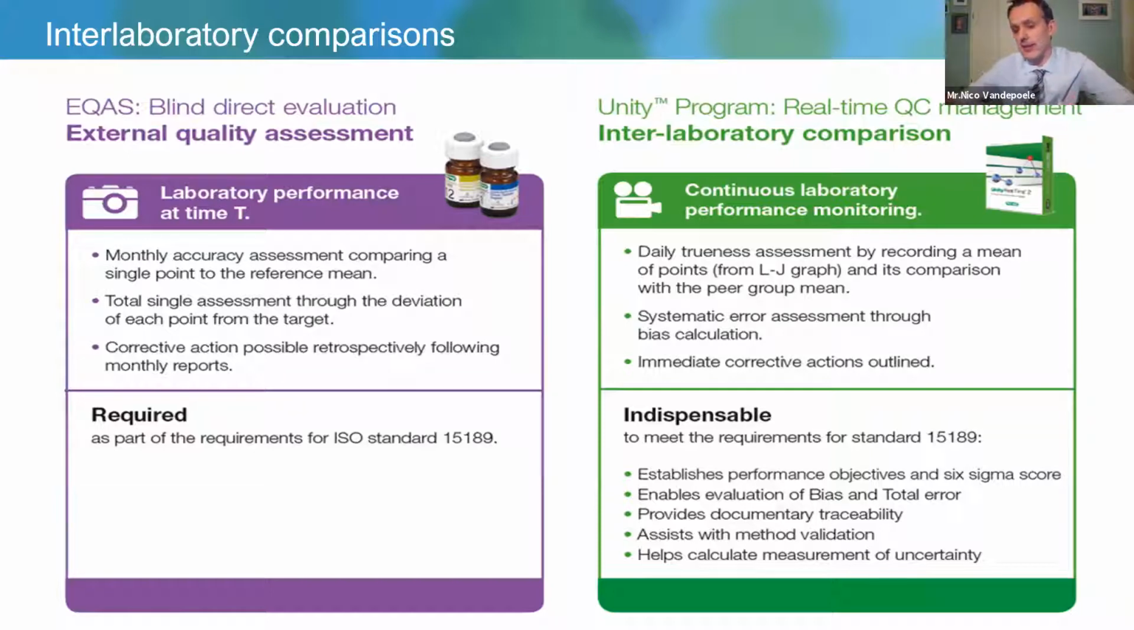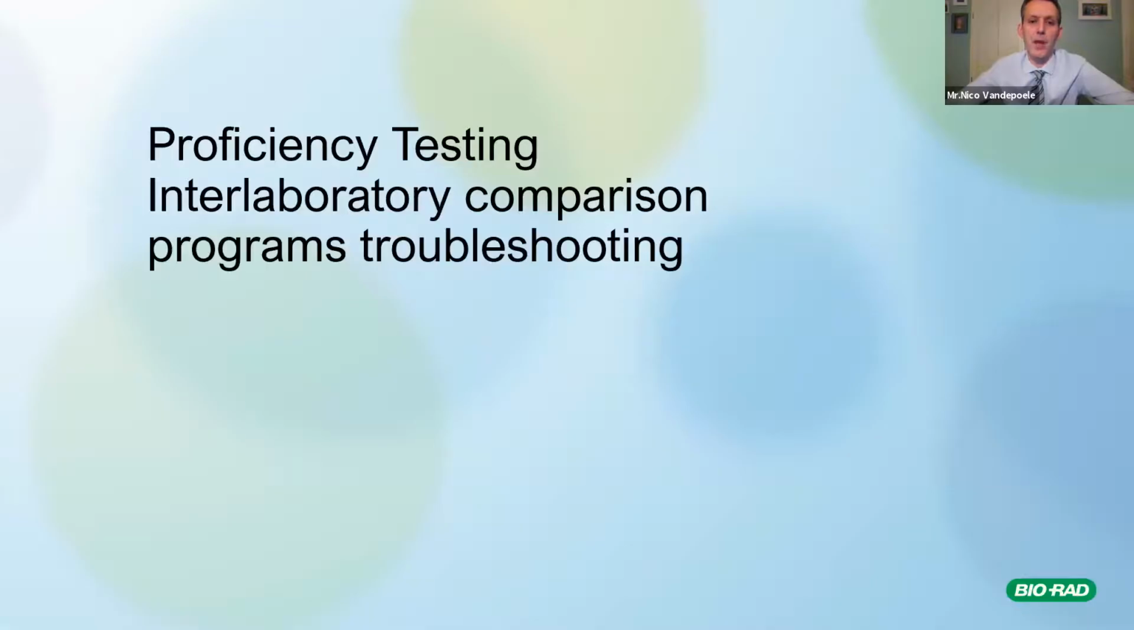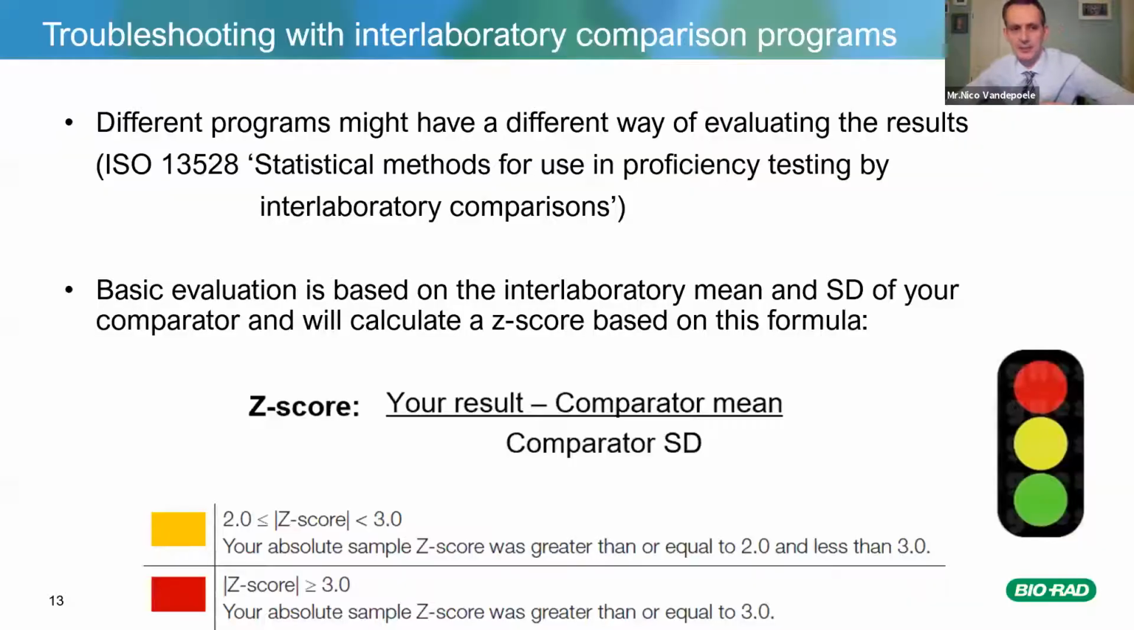Also here, these results can help you when you're changing from one method to another method. You can actually look at the peer groups and see how much these peer groups differ. That can also help you there. So let's take a look at how we can troubleshoot with our proficiency testing.